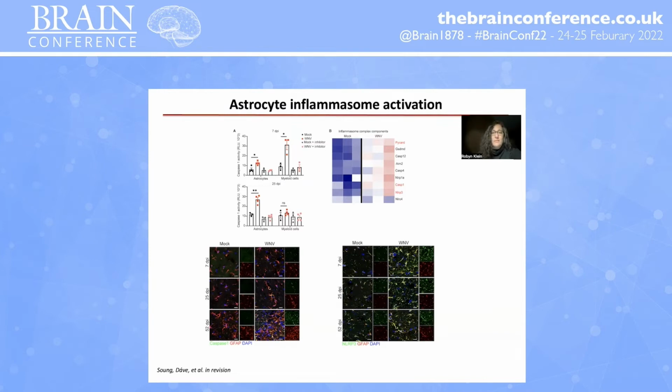inflammasome cytokines such as IL-1 beta through caspase-1 activity early on, and then by 25 days post-infection, you can see that astrocytes now take over this process. And in B, I'm showing that many of the inflammasome complex components, such as ASC, caspase-1, and NLRP3, are all expressed by astrocytes only in the West Nile virus recovered state.